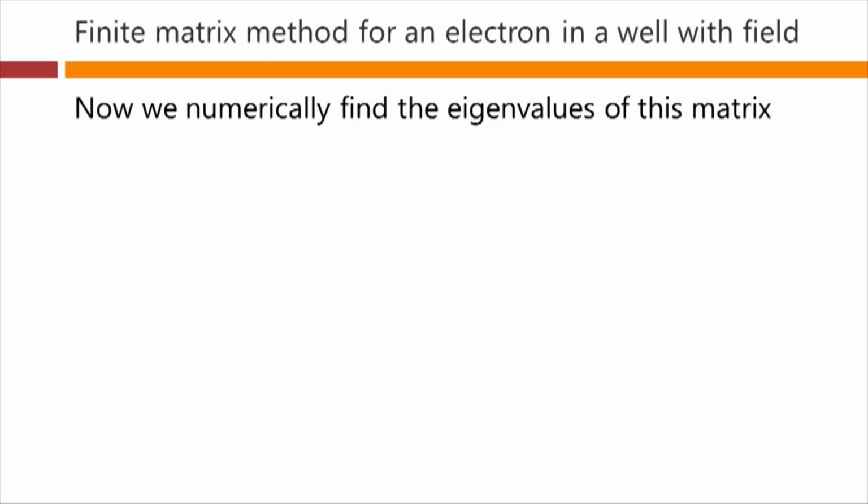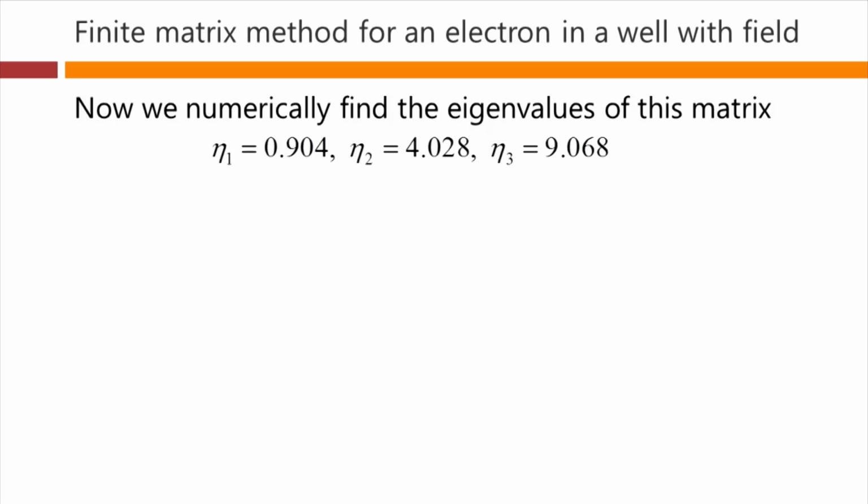Now, numerically, we can find the eigenvalues of this matrix. There are various computer techniques we could use, or this one is simple enough, we could just do it by hand. And the answer to that is that there are three eigenvalues of this matrix. Eta1, 0.904, so that means the first energy level is 0.904 of our energy units. The second energy level, eta2, is 4.028 of our units. And the third energy level, the third eigenvalue, is 9.068 of our units.